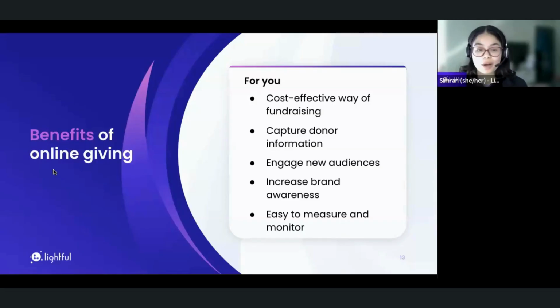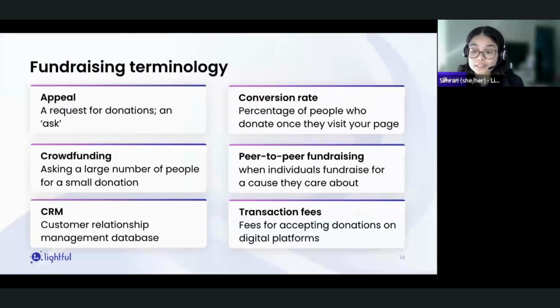So moving on to our fundraising terms, there are 6 that we're going to be mentioning today, and that some of you might already be familiar with, but I just kind of want to go over these just to ensure that everyone's on the same page as we move on.